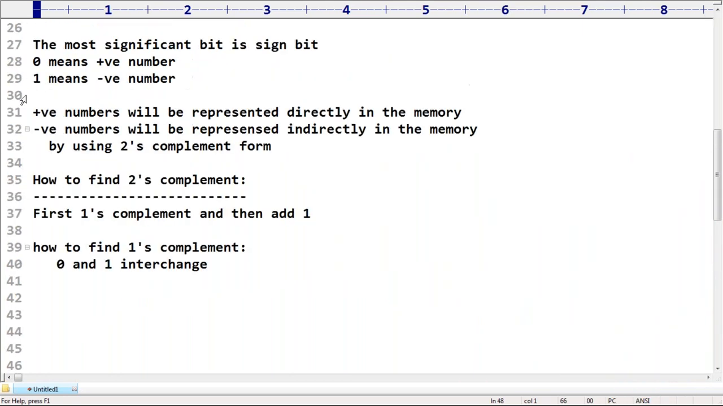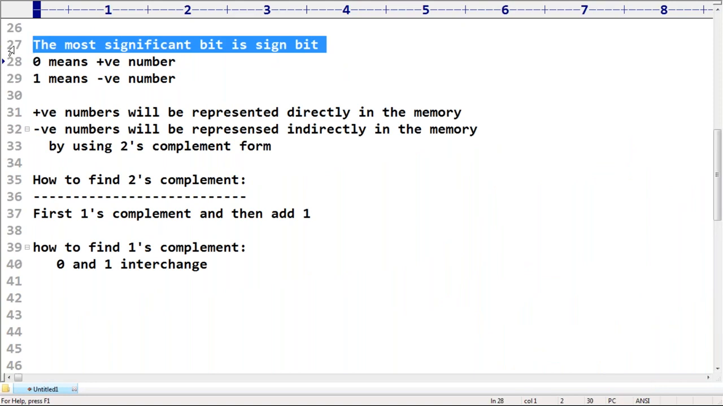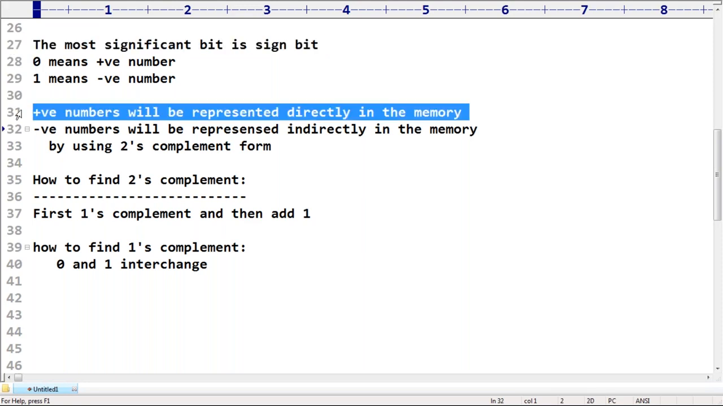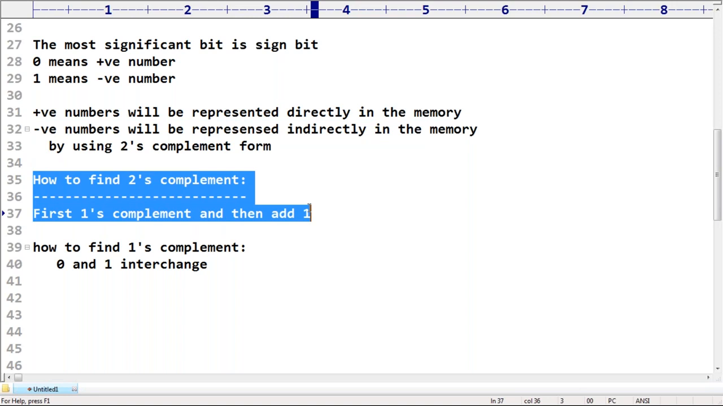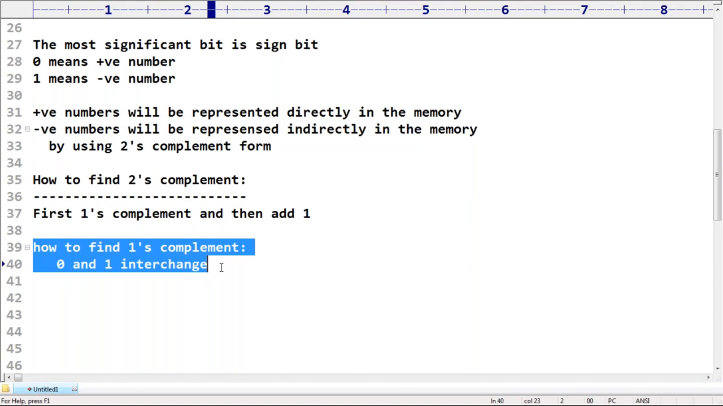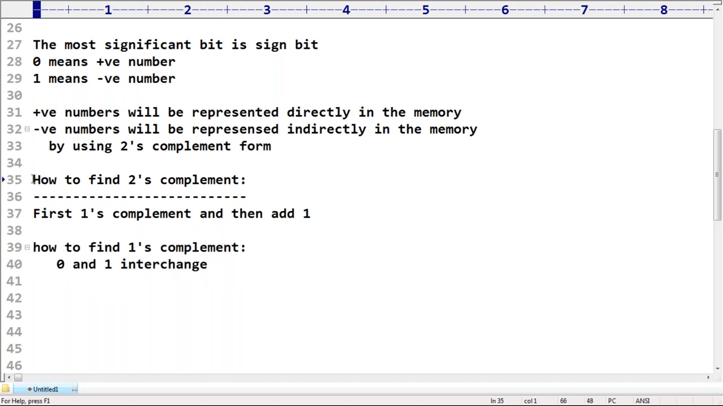Now observe. Let me repeat again. The most significant bit is the sign bit. 0 means positive number, 1 means negative number. Positive numbers are represented directly in memory. If it is a negative number, then it will be represented in 2's complement form. To find 2's complement, first we find the 1's complement and then add 1. But how to find 1's complement? Just interchange zeros and ones.